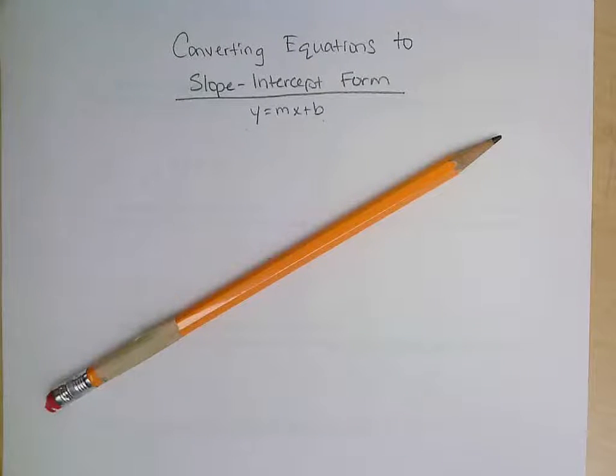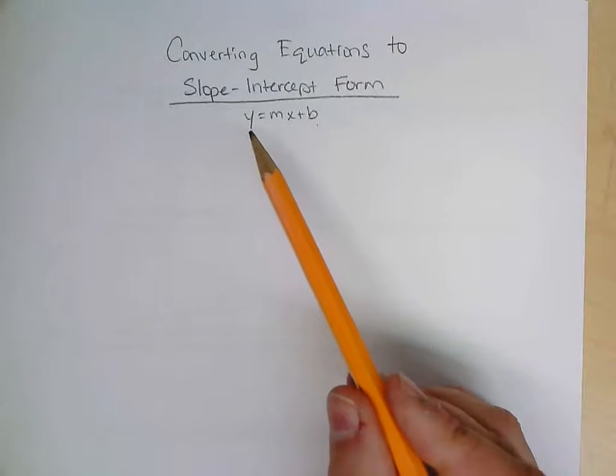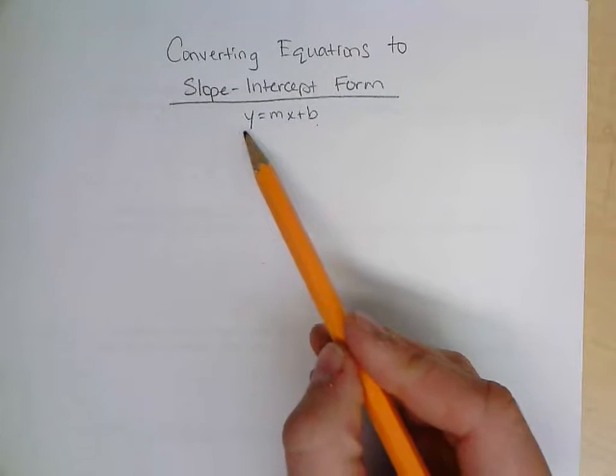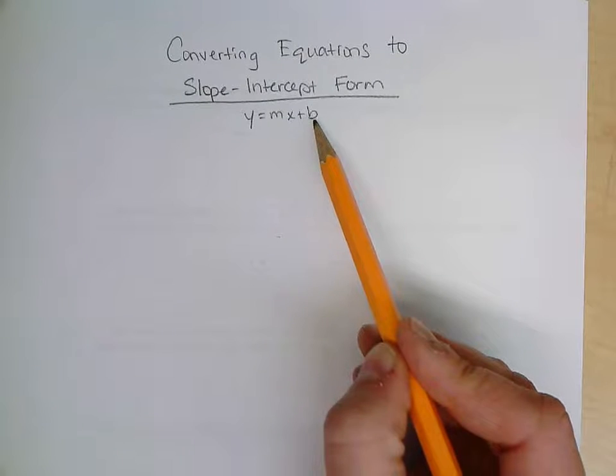In this video, we're going to go over 3 of the most common mistakes on our standard 3 test when converting equations to slope-intercept form. So for slope-intercept form, we want to have it in the form of y equals mx plus b, where y is on a side by itself, m is equal to our slope, and b is our y-intercept.